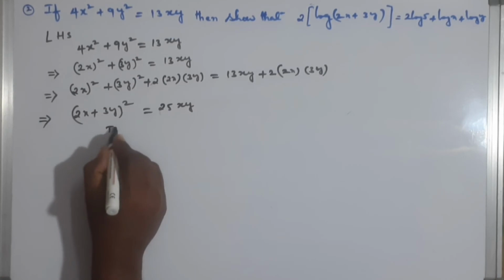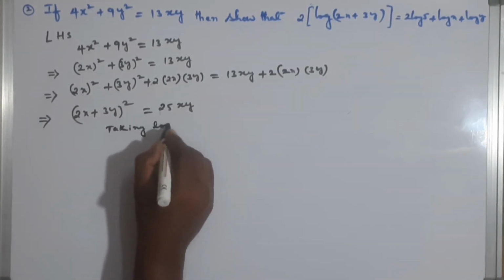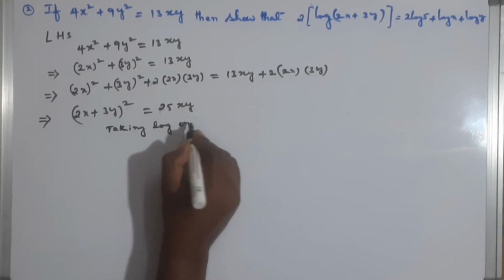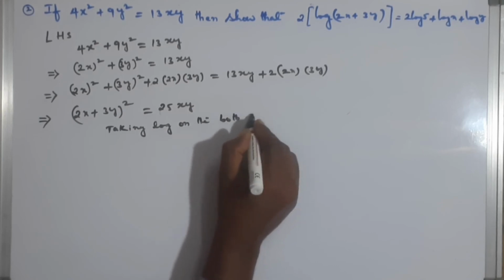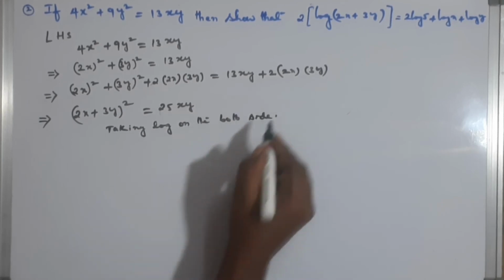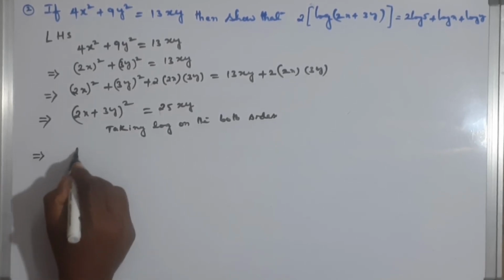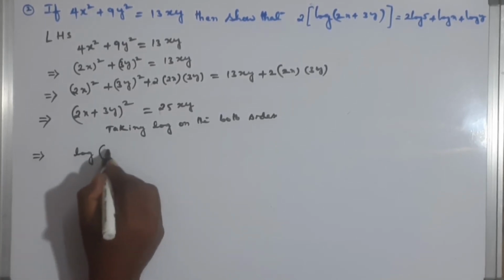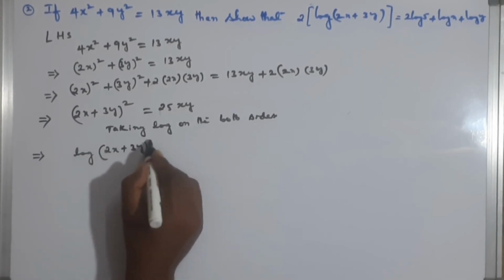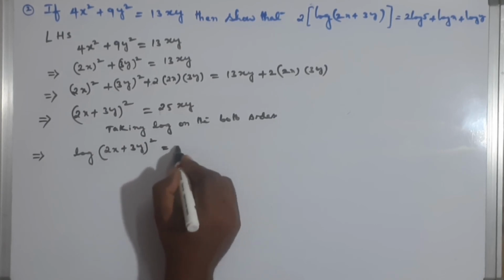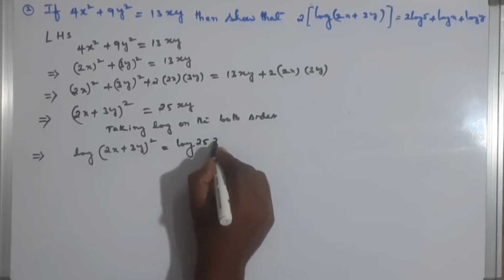So taking log on both sides, which implies log of (2x plus 3y) whole square equals log of 25 into xy.